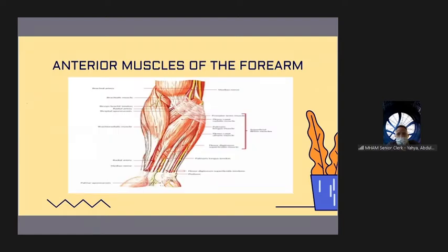For the intermediate layer of the anterior compartment of the forearm, only one muscle is involved, which is the flexor digitorum superficialis. It is both superficial and intermediate. Next slide, please.